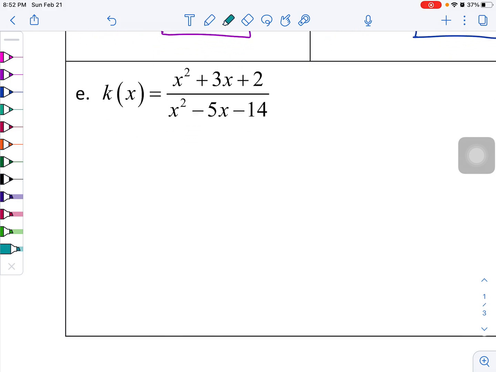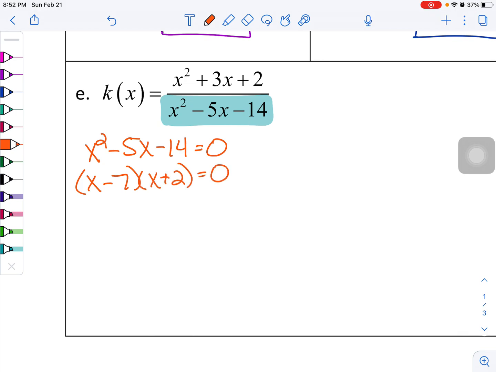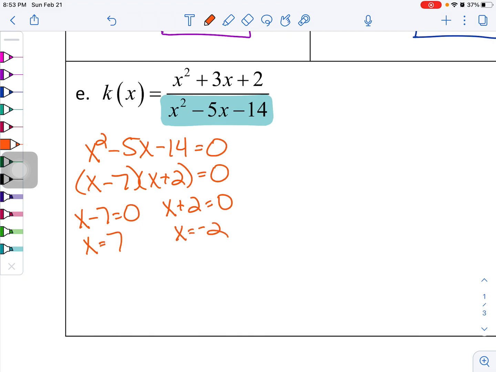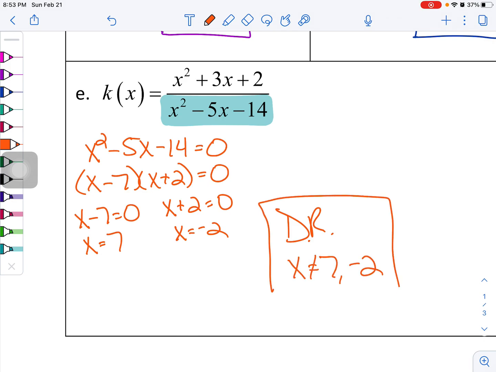All right, looks like I've got two more quick examples here. So part E, again, it doesn't matter. I'm going to keep saying this. It doesn't matter what the numerator is. It only matters for domain restrictions what your denominator is. So we're going to take that denominator, set it equal to 0, and solve it. Now, we've been factoring for pretty much the entire year, and that's where a lot of these problems are going to come from, is you're going to need to set it equal to 0, factor it, and solve it. So x minus 7, x plus 2, set each of those factors equal to 0 and solve. So x equals 7 or x equals negative 2. So my domain restrictions: x cannot equal 7 or negative 2.